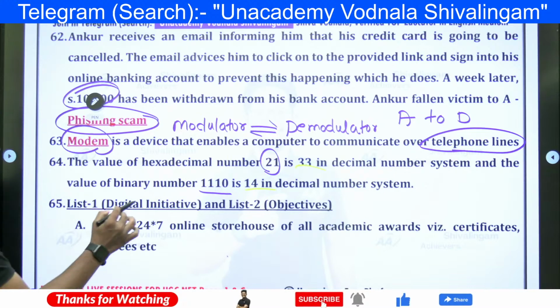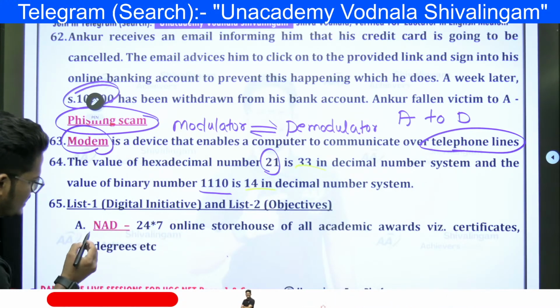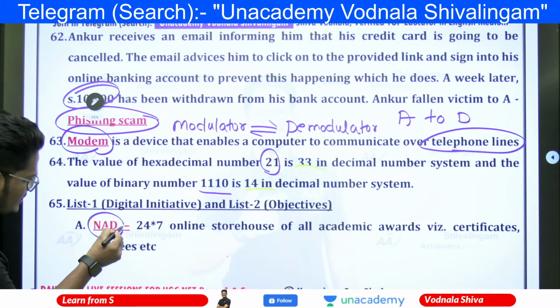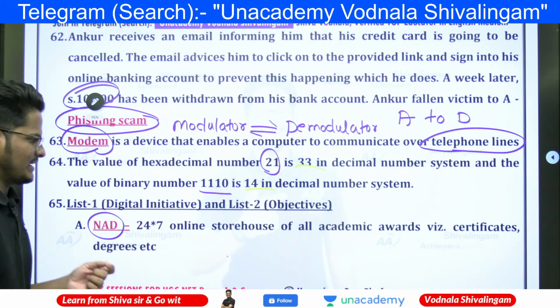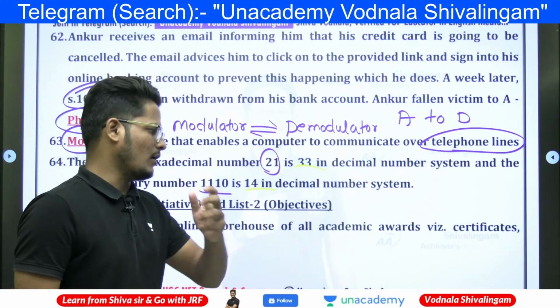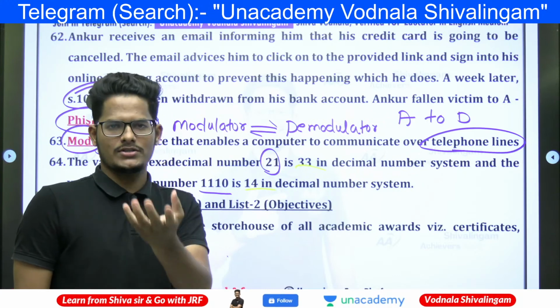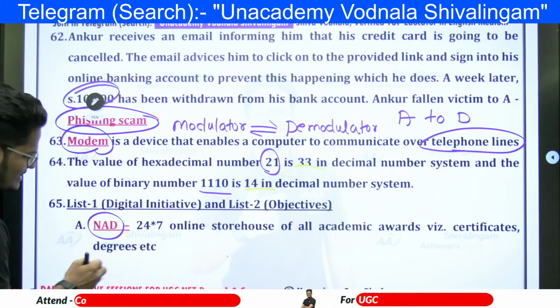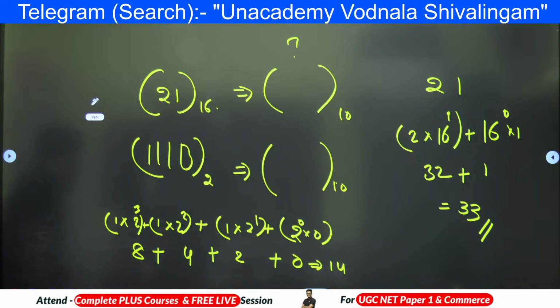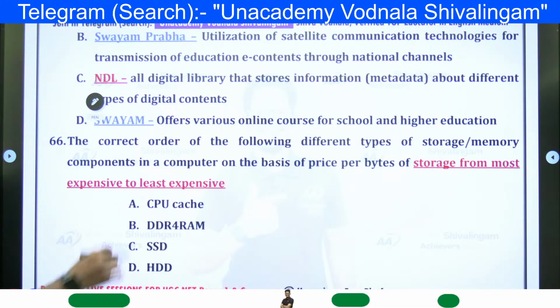List one digital initiative and its objectives. Here, NAD, National Academic Depository, is a 24/7 online storehouse of all academic awards, our original degrees, everything will be stored in this, that is the National Academic Depository. Right? Next is Swayam Prabha.